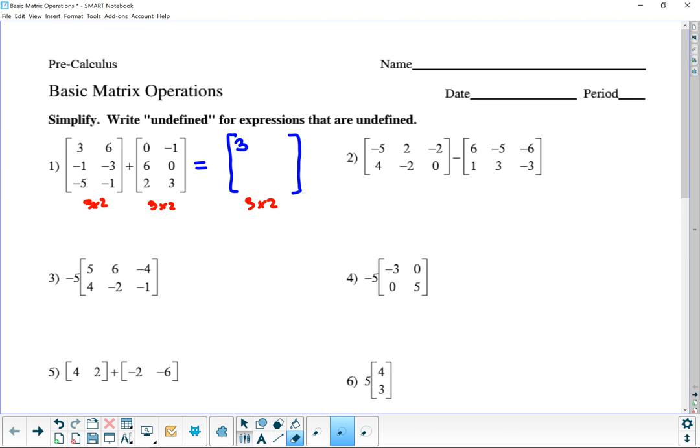Okay. Next one, you're doing 6 plus negative 1 makes 5. Okay. Again, that's all you're doing. So I'll do this for this first round. Negative 1 plus 6 is 5. And negative 3 plus 0 is negative 3.